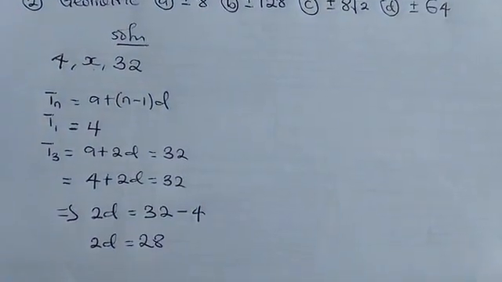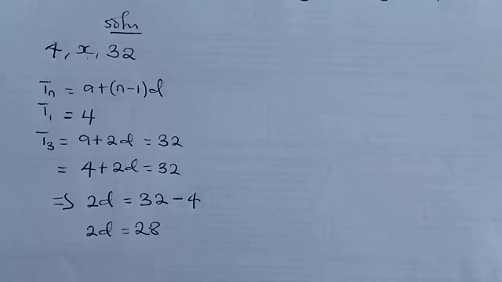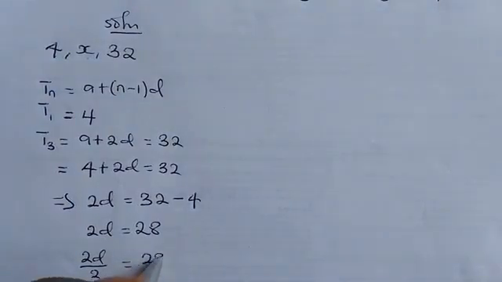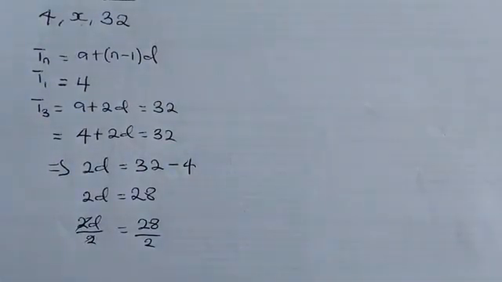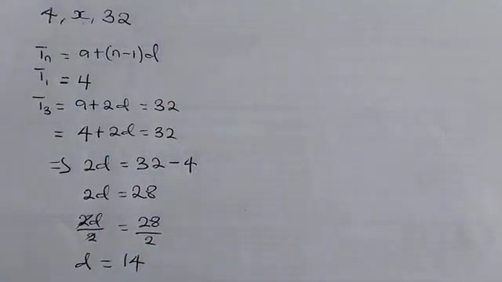So from here, our 2D will be equal to 32 minus 4, we have 28. At this point, to get the value of D, we divide by the coefficient of D, which is 2. 2D over 2 equals 28 over 2. D will be equal to 14. So we have the common difference equal to 14.